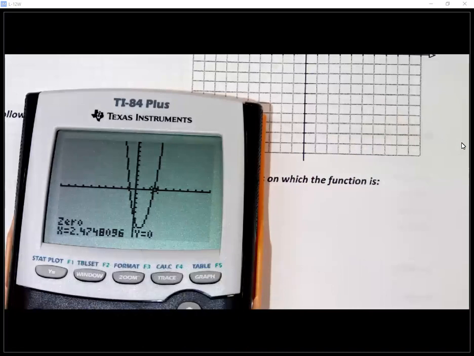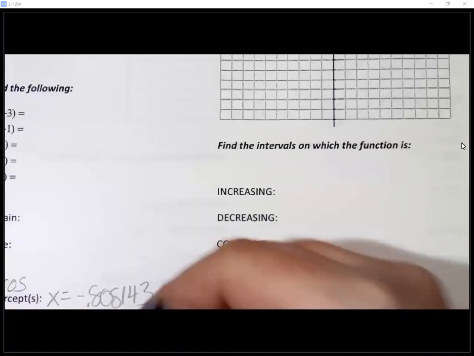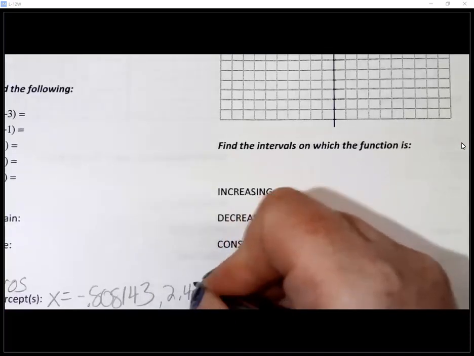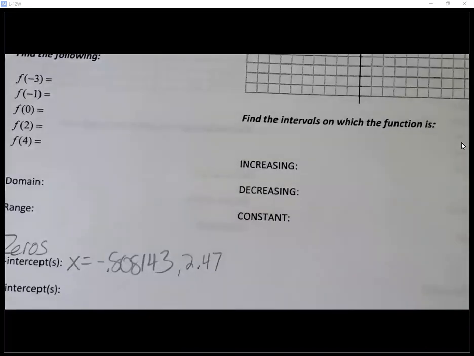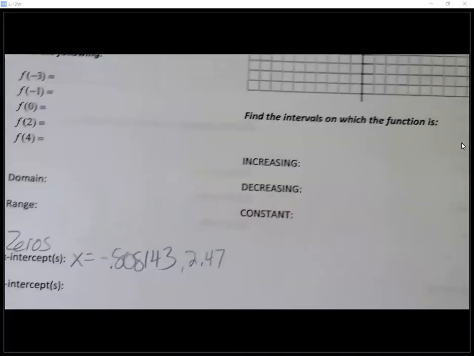Okay, so I'm going to round that to 2.47. Cool. So I have both of my x-intercepts.